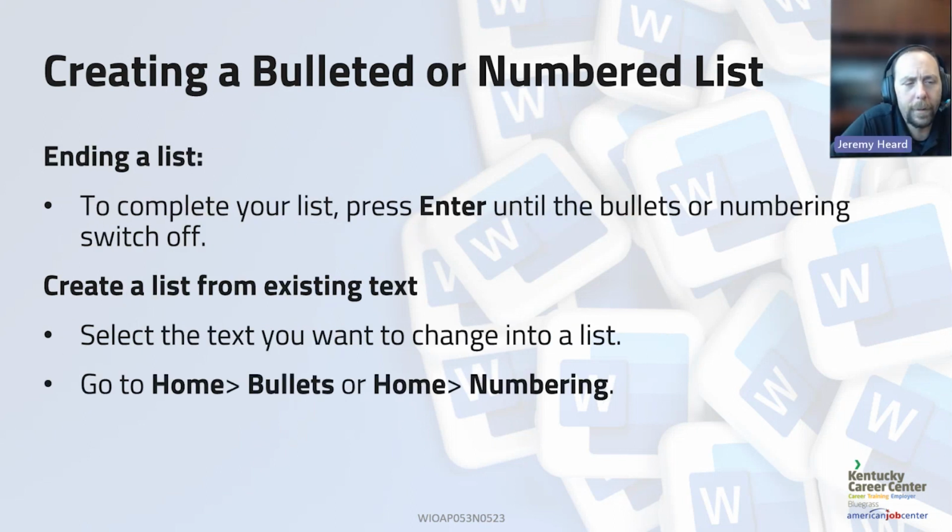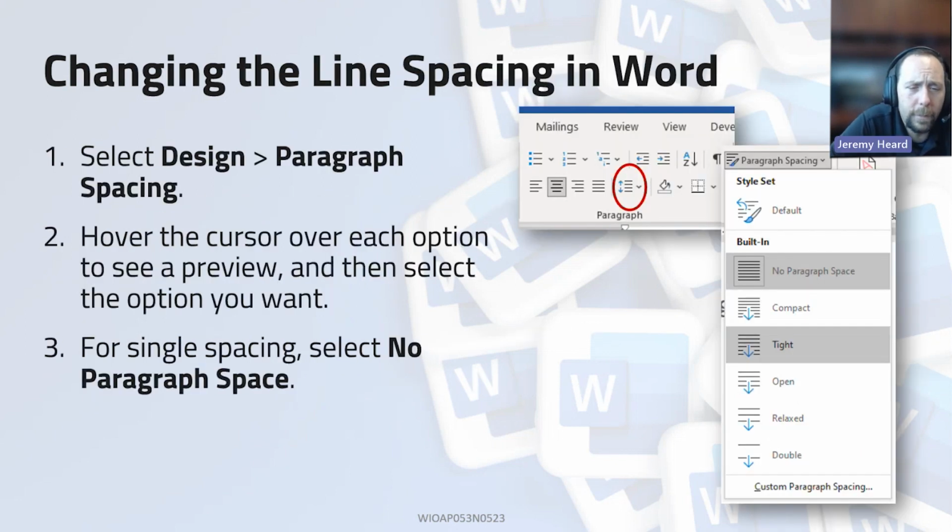If you want to create a list within already existing text, all you have to do is select the text that you want to change, go to Home and select Bullet, or Home and select Number, and Word will add that to those lines. If you want to change line spacing in Word, you can do that.